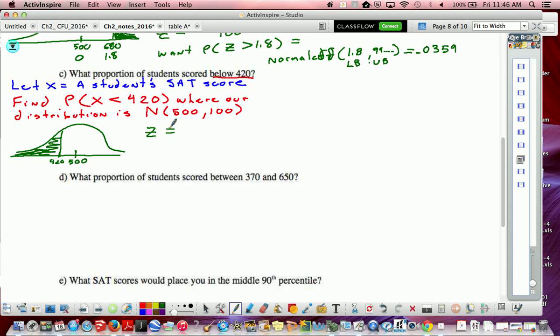So I'm calculating out Z. My score of 420 minus the mean of 500 divided by the standard deviation of 100 is negative 0.8 standard deviations, or 0.8 standard deviations to the left of the mean. So this Z score is at negative 0.8 when the mean would be 0. So really I want to find the proportion where Z is less than negative 0.8.